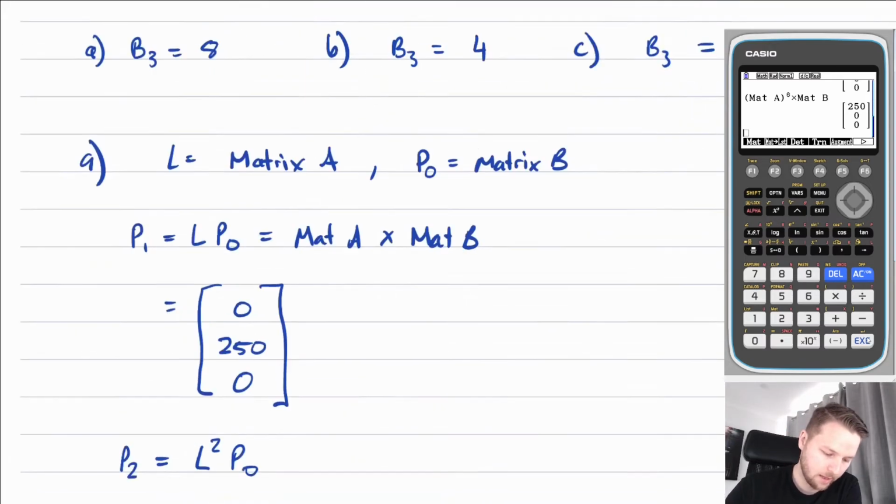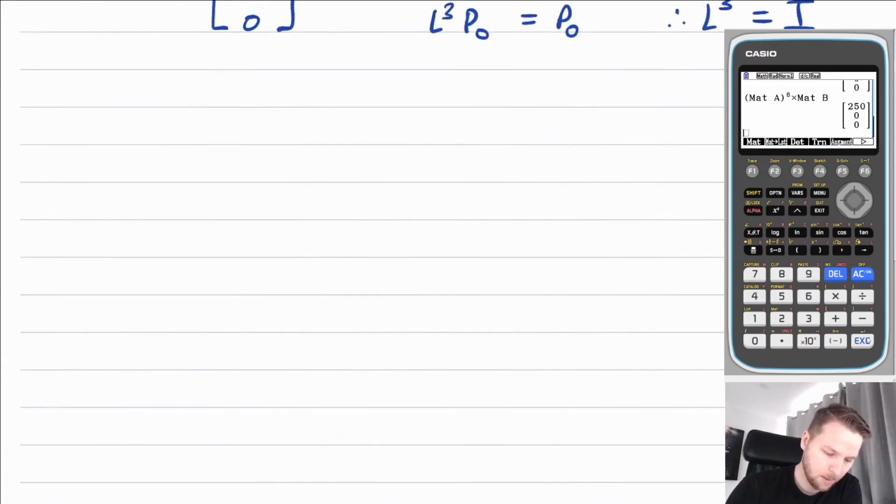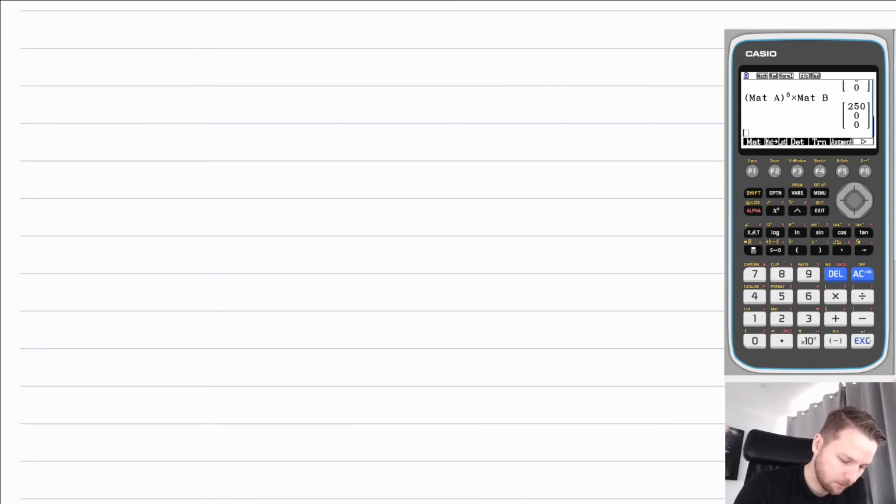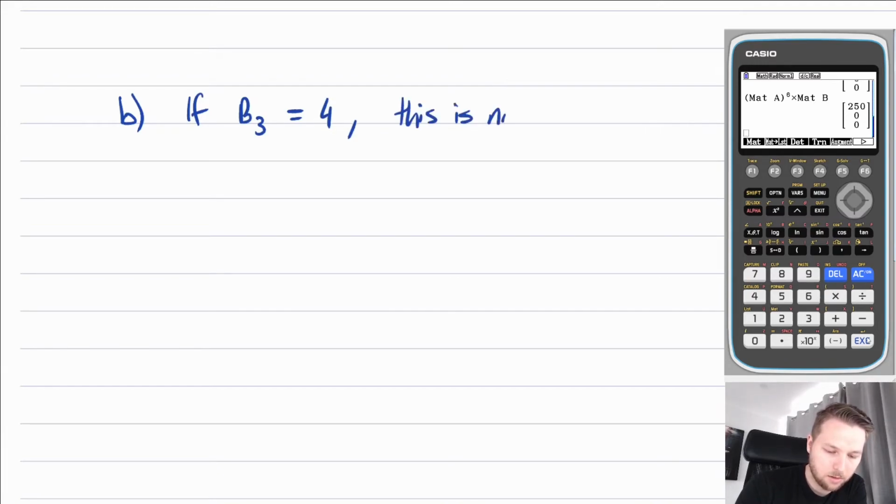All right, so that is B. Let me scroll back down. So B, if the birth rate is 4, this is not enough to sustain the population. Therefore, the population will decrease over time.